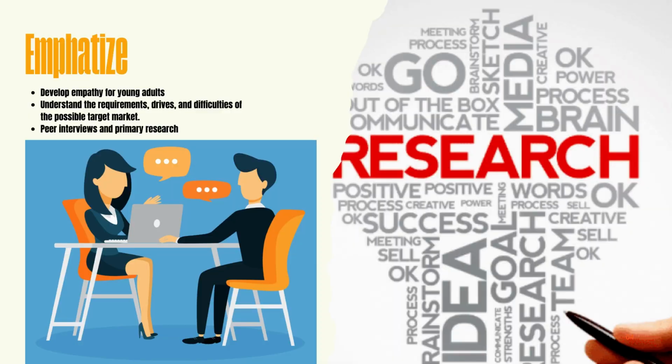Empathize. My primary goal throughout the first phase of the design thinking process was to develop empathy for young adults in the context of sustainable fashion. I tried to fully comprehend the requirements, drives, and difficulties of the possible market. I used a variety of research techniques, including peer interviews and primary research, to achieve this.